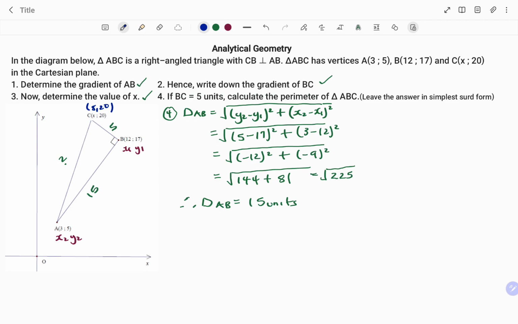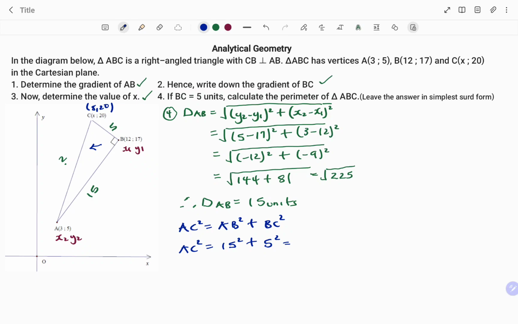Using the Pythagoras theorem, AC squared equals AB squared plus BC all squared. I have AC squared, that's the hypotenuse. The hypotenuse is the longest distance or the side facing your right angle. I have AB squared, that's 15 squared, plus BC squared, 5 squared.